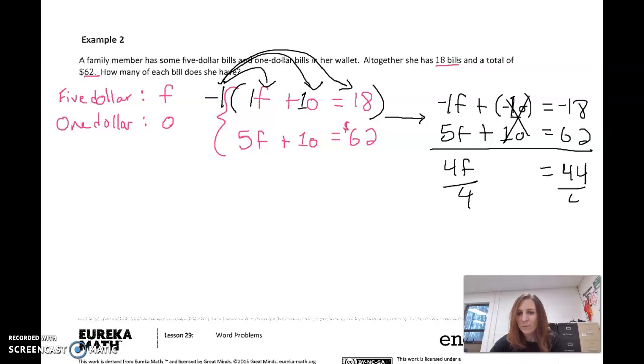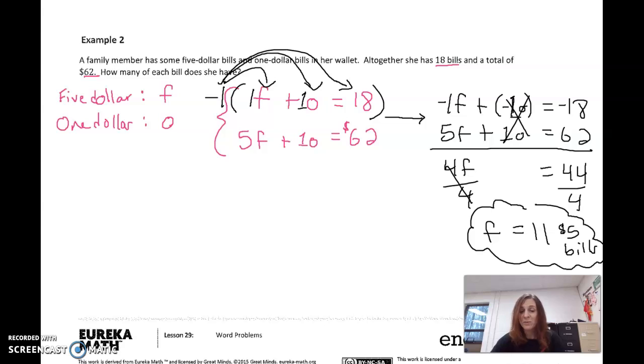Divide both sides by 4. The number of $5 bills is 11. So we have 11 $5 bills. Now we need to figure out how many $1 bills we have. So grab any of the equations. It does not matter. I'll just take the second one here.